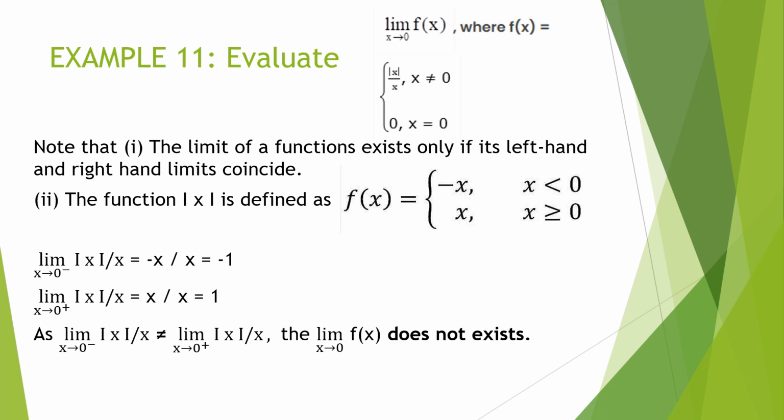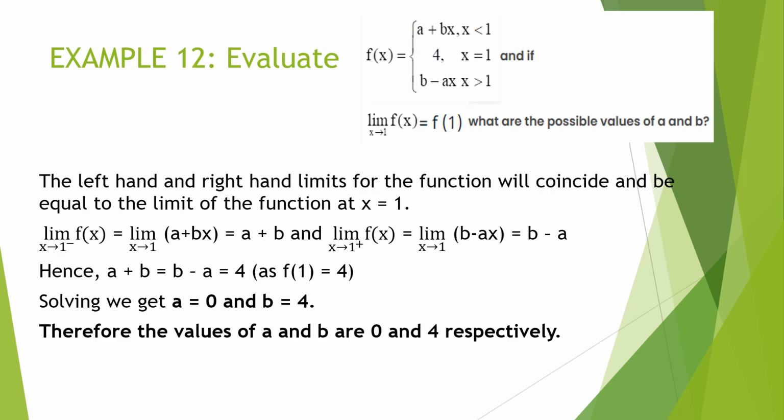So remember, this is the case in which the limit as x tends to 0 of f(x) does not exist, even though the value of the function f(x) exists at x equal to 0. Another different example. Suppose f(x) is defined as a plus bx if x is less than 1, f(x) is 4 if x is equal to 1, and f(x) is b minus ax if x is greater than 1. Limit x tends to 1 of f(x) is the same as f of 1. If this is true, then find the possible values of a and b.